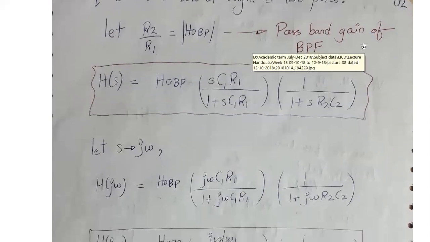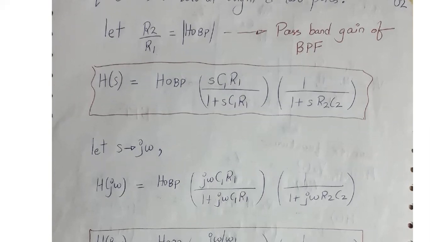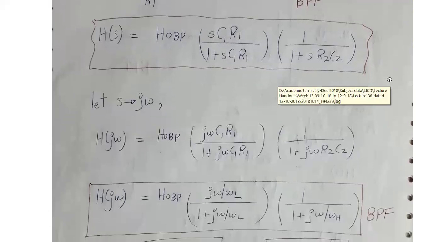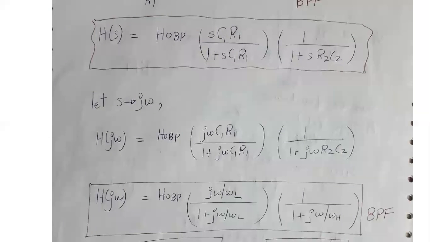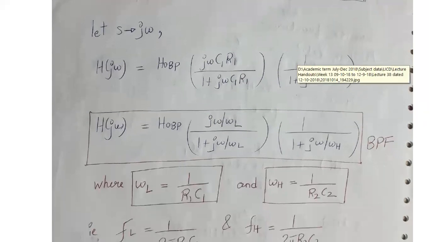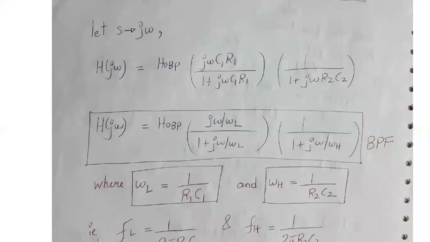Okay. Now, if you want to jump into the frequency domain for the frequency response, we'll have to convert S equal to j omega. So we substitute H of j omega is equal to HOBP. The second term will be j omega C1 R1 divided by 1 plus j omega C1 R1. And the third term will be 1 divided by 1 plus j omega R2 C2. Okay. So if we rewrite this in a more standard form, H of j omega will be equal to HOBP. The second term will be j omega upon omega L divided by 1 plus j omega upon omega L. And the third term will be 1 divided by 1 plus j omega upon omega H.